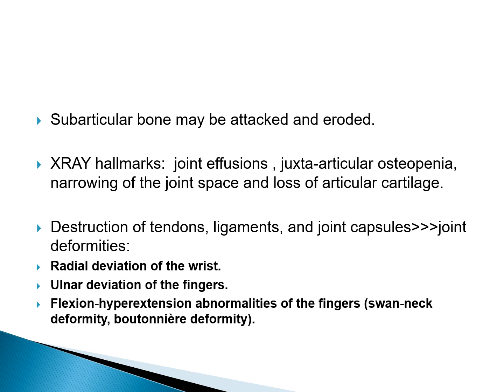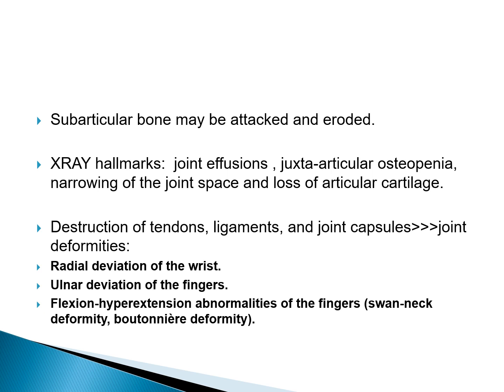juxta-articular osteopenia, where the density of the bone under the articular cartilage is decreased. There is narrowing of the joint space, and there is loss of articular cartilage with the progression of the disease. The tendons, the ligaments, and the joint capsule may be destroyed with the progression. Also, this will lead to joint deformities.